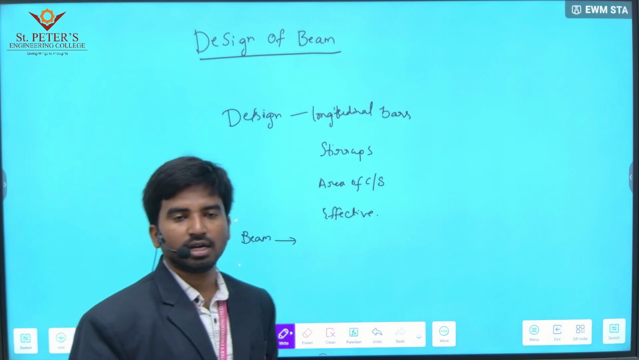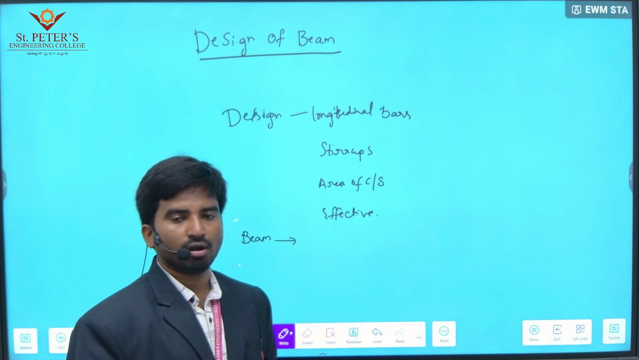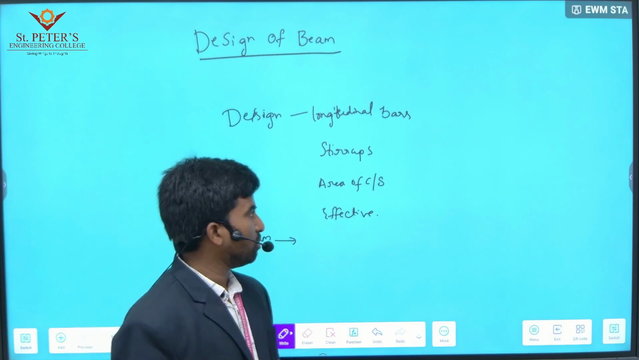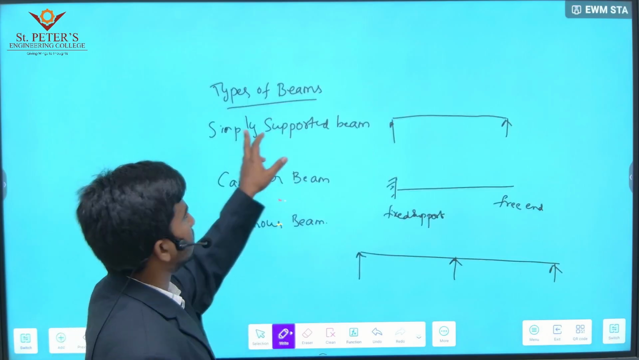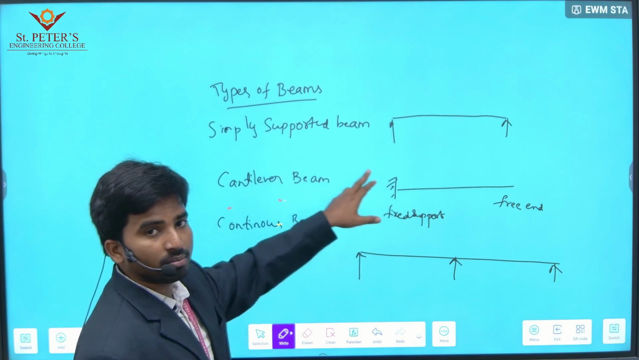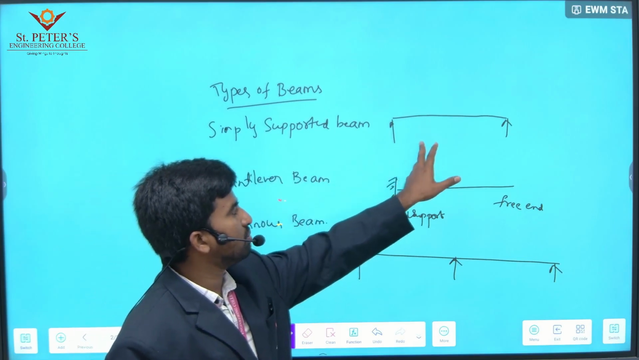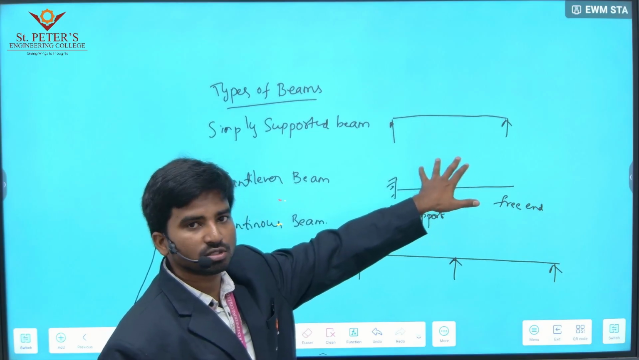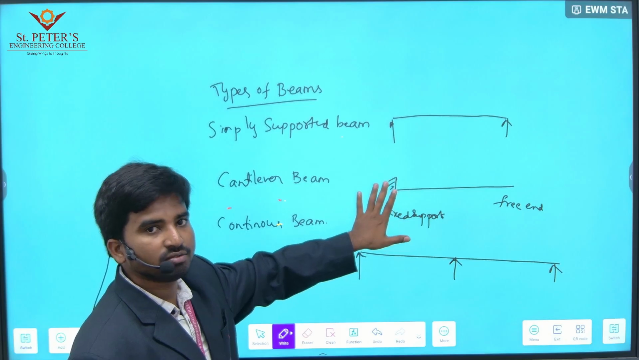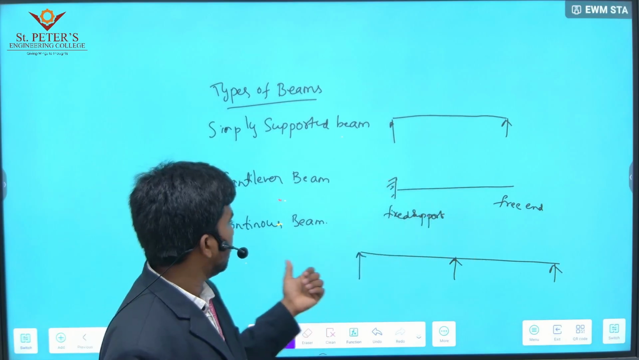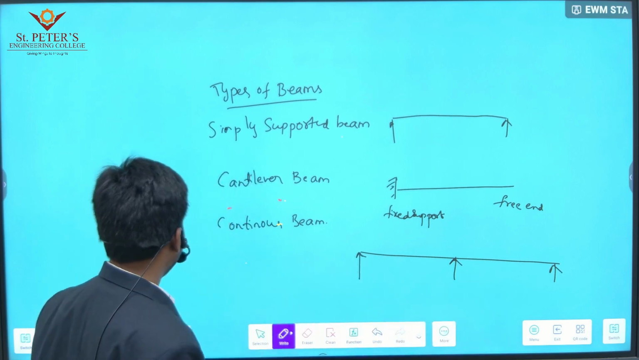Beam is nothing but a horizontal member subjected to various loads: point load or concentrated load, uniformly distributed load or uniformly varying load. Here the types of beams: simply supported beam, cantilever beam, continuous beam. A beam that rests on two supports is known as a simply supported beam. A cantilever beam has one end fixed, the other end free. A continuous beam has more than two supports.